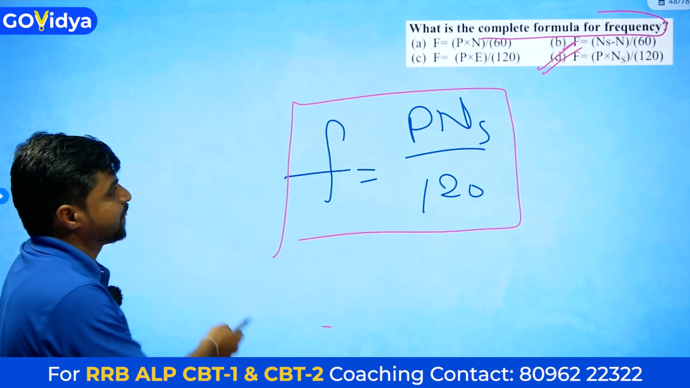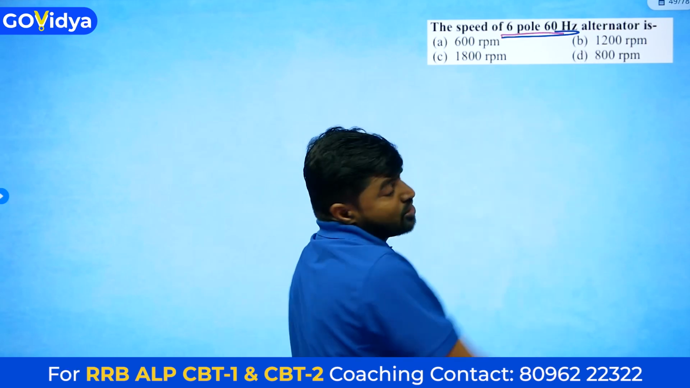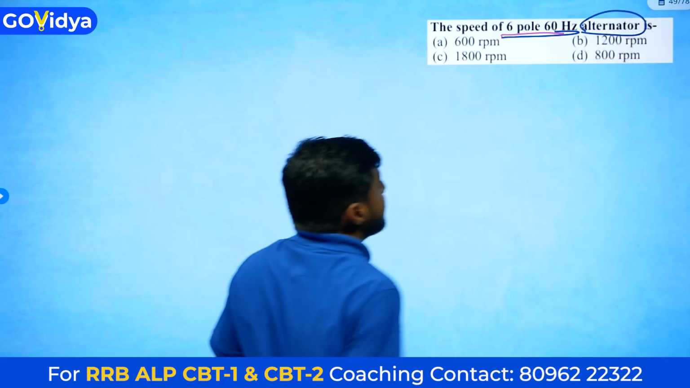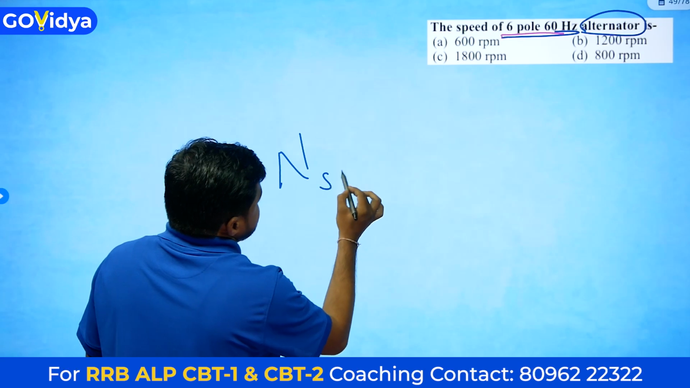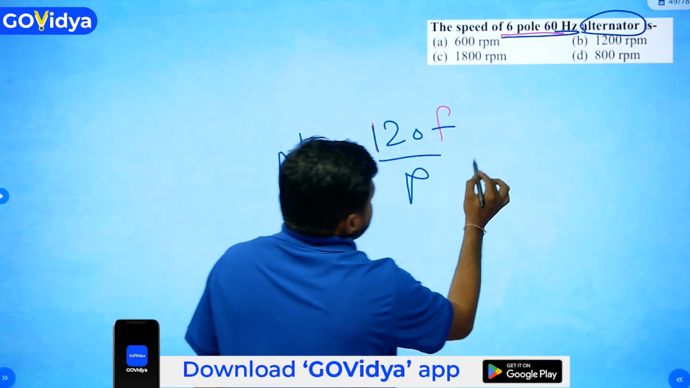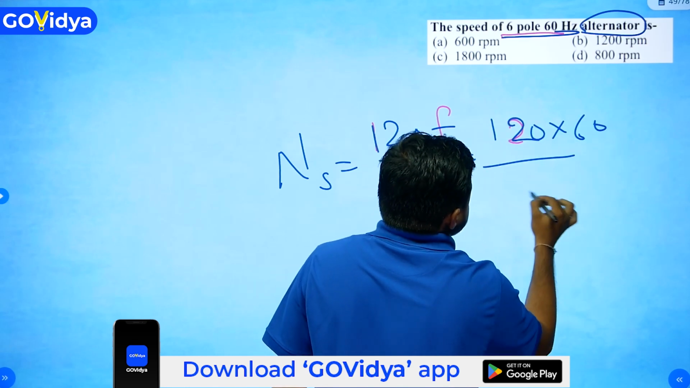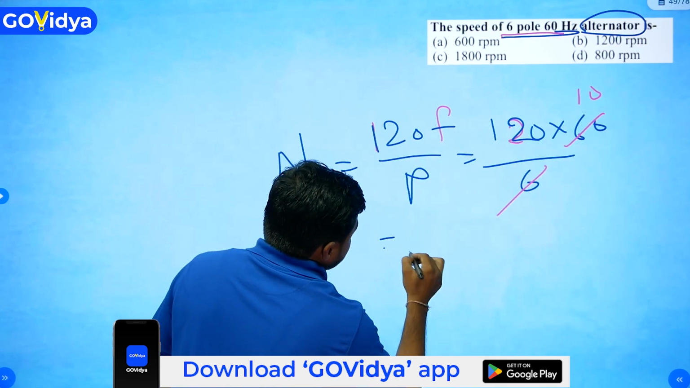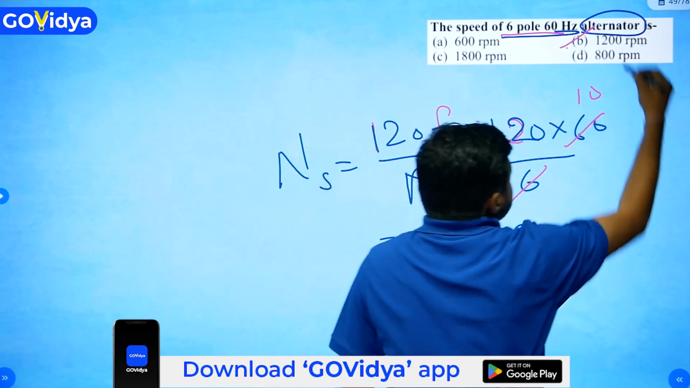Next question, the speed of a 6-pole 60 Hz alternator is, number of poles and frequency is given. Now we have to find speed of alternator. Alternator always runs at synchronous speed, we have to find synchronous speed. Ns is equal to 120 f by P. Here 120, frequency is 60 hertz by P, number of poles is 6. 120 into 10 is equal to 1200 rpm. From the options, option B is the correct answer.